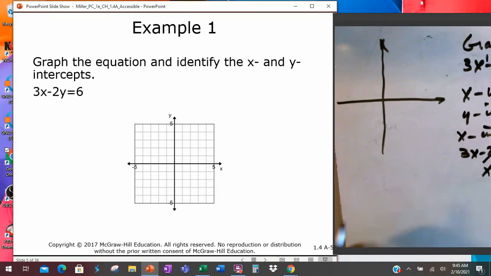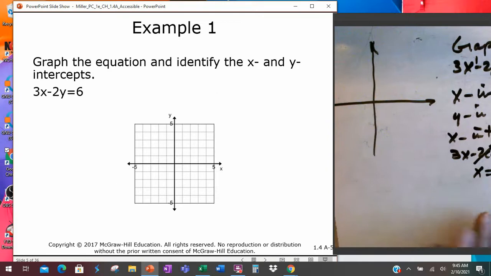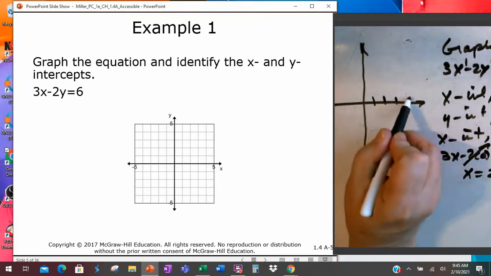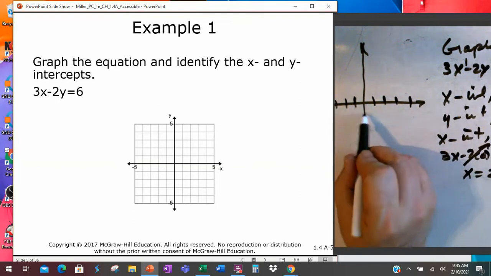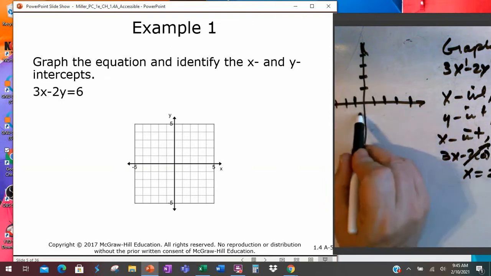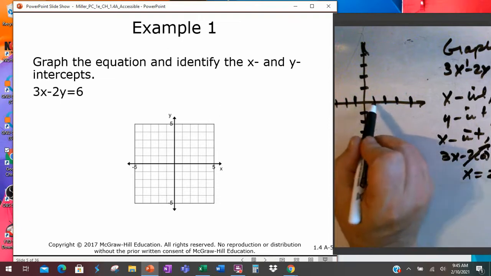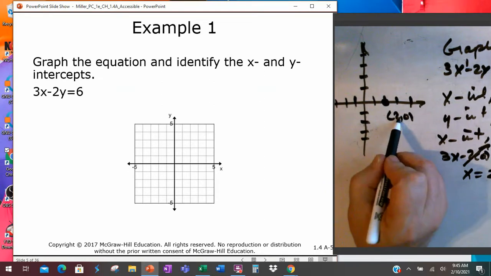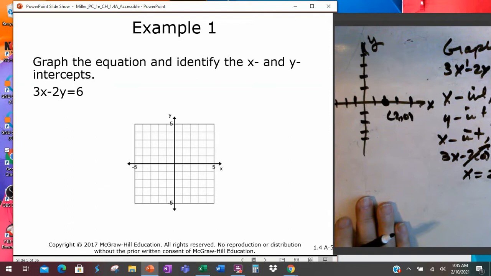I usually do mine very quick, 1, 2, 3, for something like this. I need at least an x equal to 2, so I'm going to go 1, 2, 3, 4, negative 1, negative 2, negative 3, negative 4, using the same scale on both axes, hopefully. At x equal to 2, I'm going to write the point (2, 0). X is equal to 2, y is equal to 0. Here's my x, here's my y.